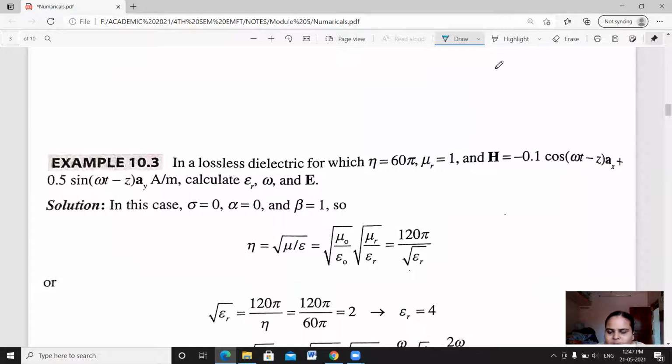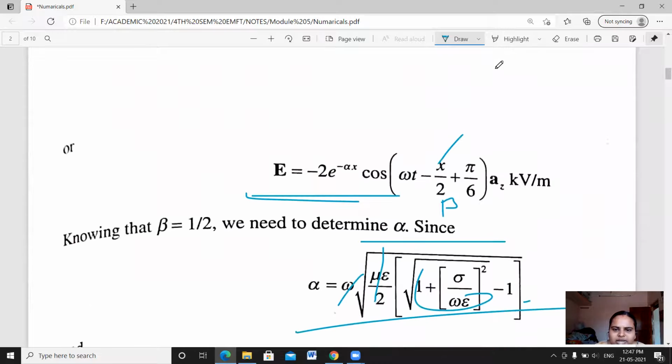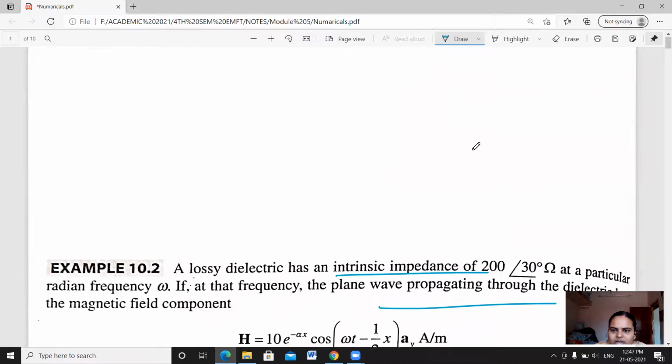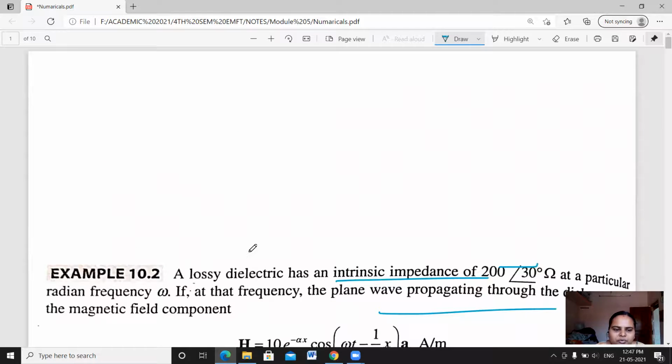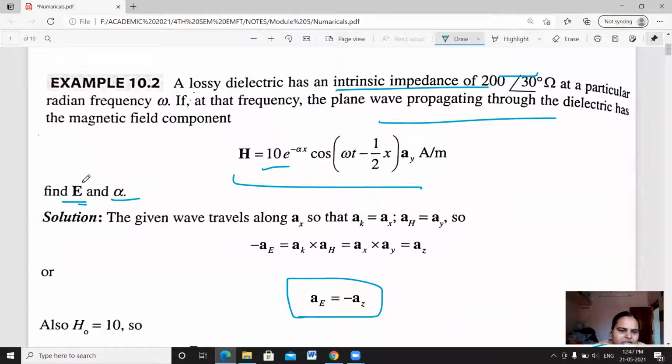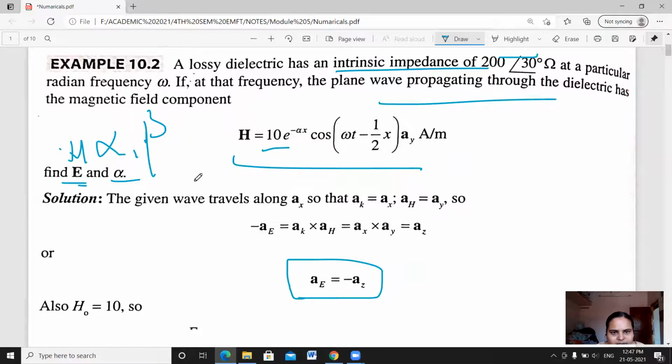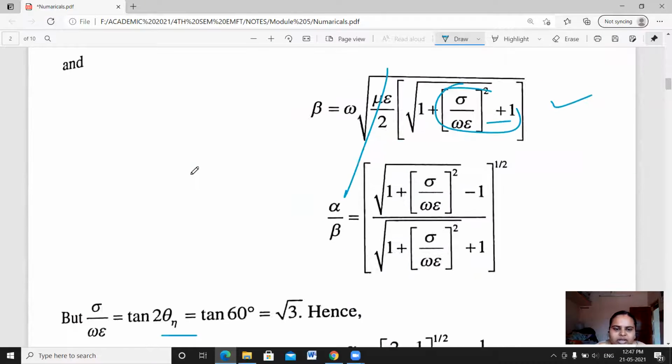That is one type of problem based on this in the exam. They may ask different numericals and you have to find them. They may ask for finding H along with alpha and beta. Here it is given as finding E along with alpha. And next problem.